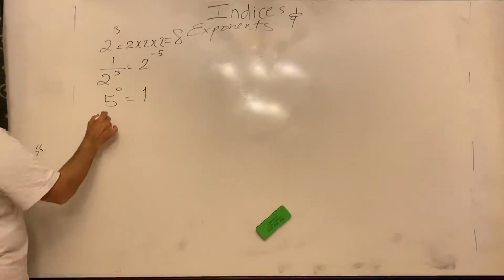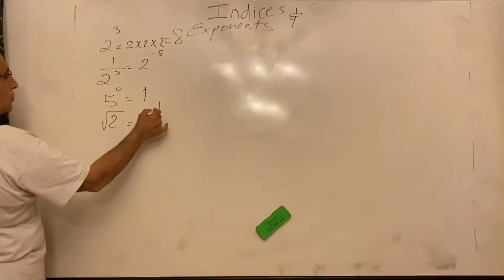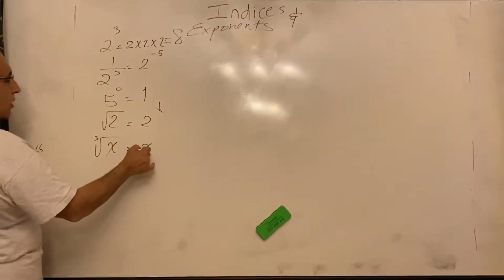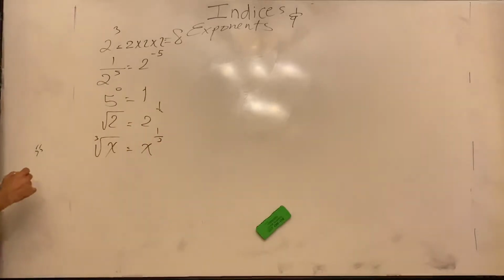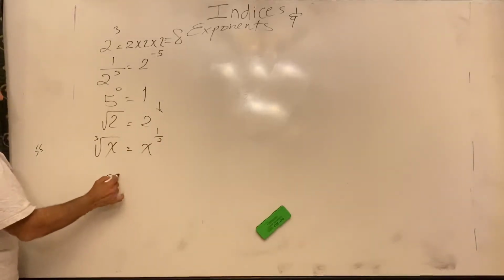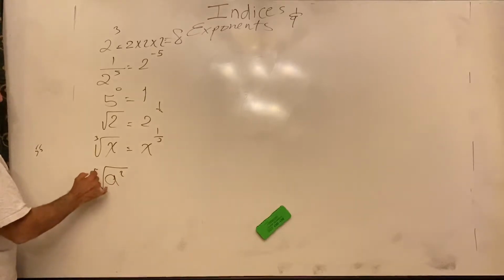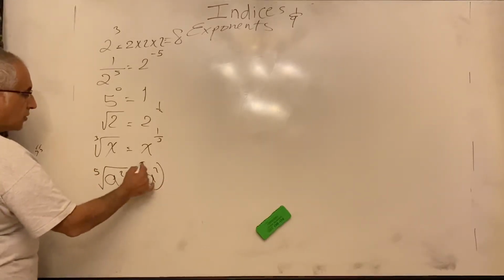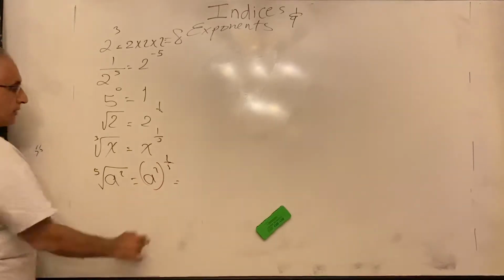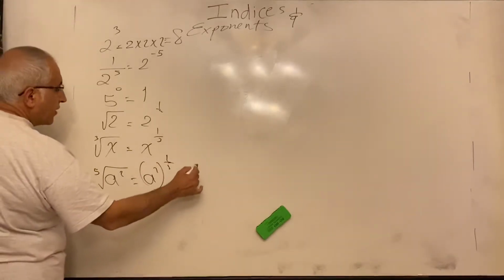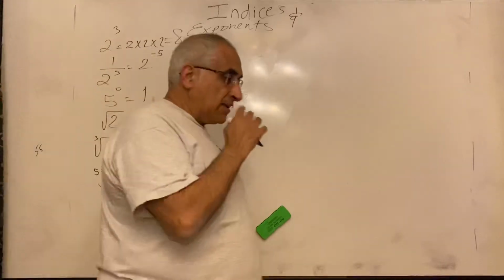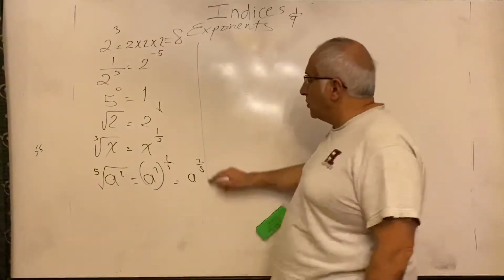And keep in mind, the square root of 2 means 2 to the power half. The cube root of x means x to the power 1/3. All right? And if we say a squared, the fifth root of a squared, this means a squared to the power 1/5, and 2 times 1/5 is 2/5. All right, these are the very, very basic things that you should be able to understand and remember from a long time ago.